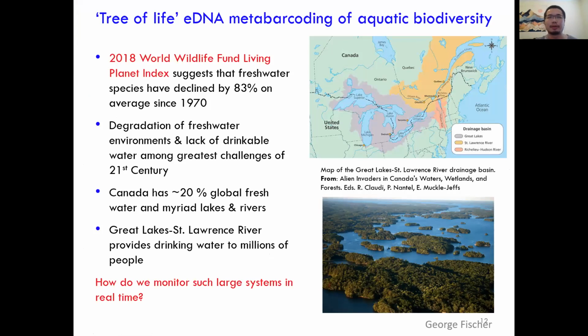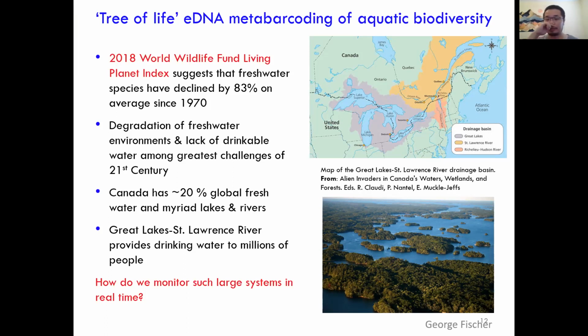What we're going to talk about is the Tree of Life, eDNA metabarcoding of aquatic biodiversity. As alluded to by Steve in the opening yesterday, there's a sharp decline of aquatic biodiversity in the past decades, and degradation of freshwater supplies is a huge and pressing issue, since we need water to survive. And we are in a unique place in Canada, in that we have many lakes and a lot of freshwater reserves.